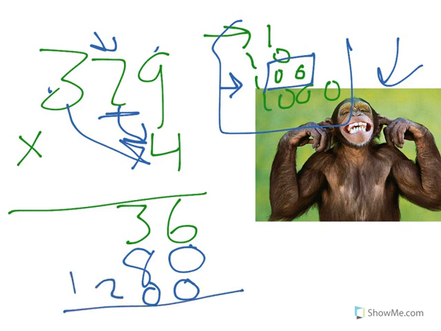Now I can add all these together. 6 plus 0 is 6. 3 plus 8 is 11, so I got to put 1 there, and I regroup. 2 plus 1 is 3, and then bring down your 1. So 1,316.